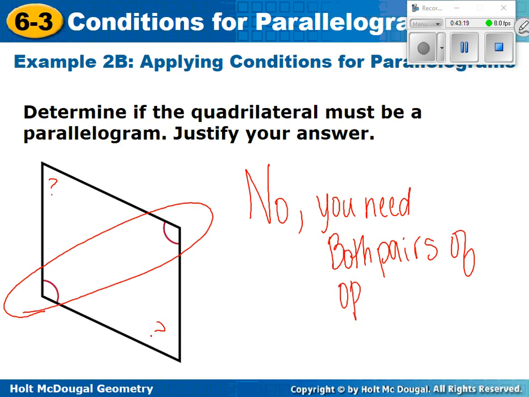You could say something like, you need both pairs of opposite angles congruent. Or you could say you don't have enough information, you only have one pair of angles. Something though, back it up, don't just put no. What's your reason? Why is it not a parallelogram? Questions from those of you that said yes?